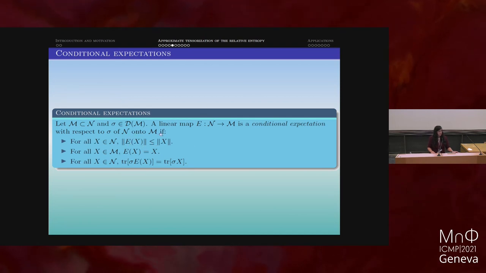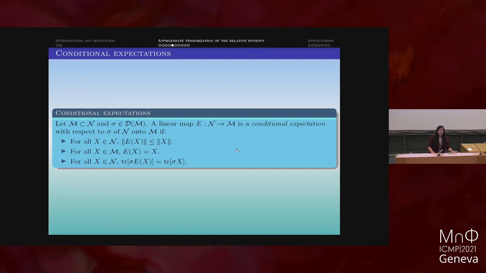So the first property is that it's contractive with respect to the operator norm for every state in the big algebra. For the subalgebra, all the states are invariant under this map. And also, if we consider tracing out with respect to the state with which we are defining the conditional expectation, then the trace is conserved in all these cases.